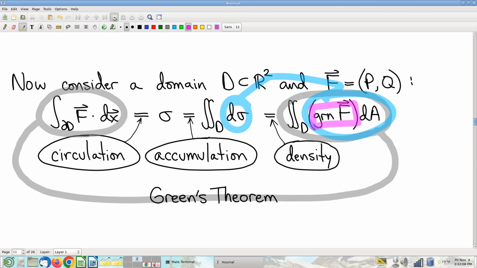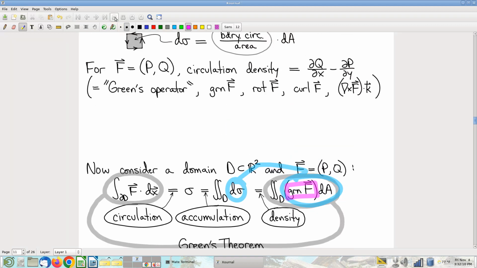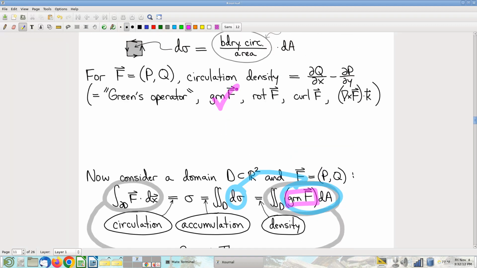And this quantity here that I like to write as green F, otherwise known as Green's operator or Rote F or curl. And I hope nobody's going to use this one. I really don't care for that one, so let's not use that one. But anyway, it is in the book, so you can if you want. But this density, circulation density, is computed by that formula.